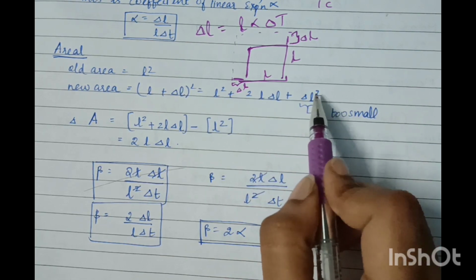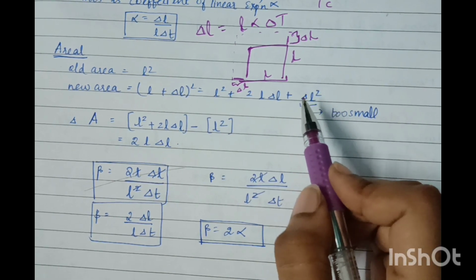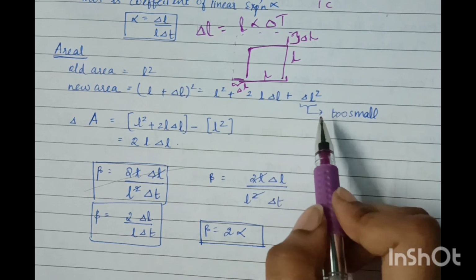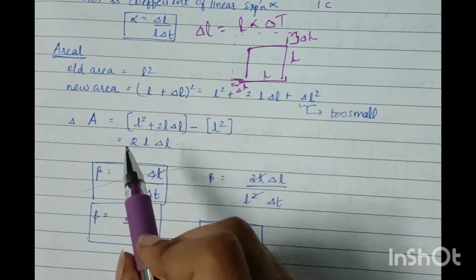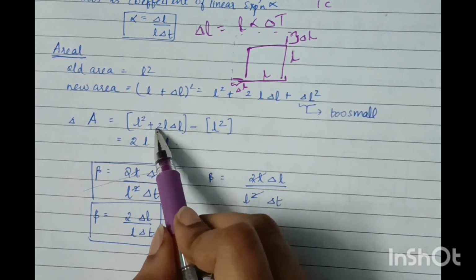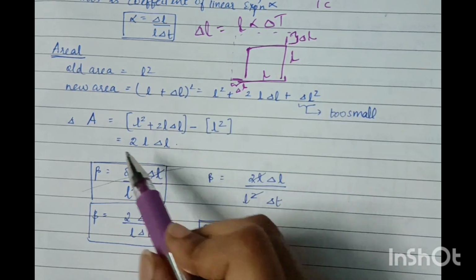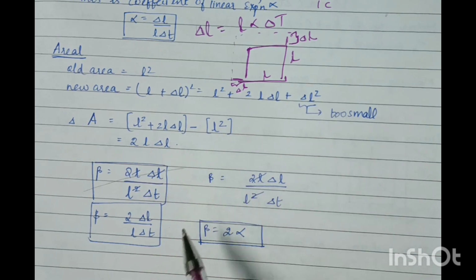Now this delta L square will be very small, because delta L is a small increase, and delta L into delta L gives again a very small value. So we can neglect this. So what is delta A? It is L square plus 2L delta L minus L square, that is final area minus initial area. So we get it as 2L delta L.